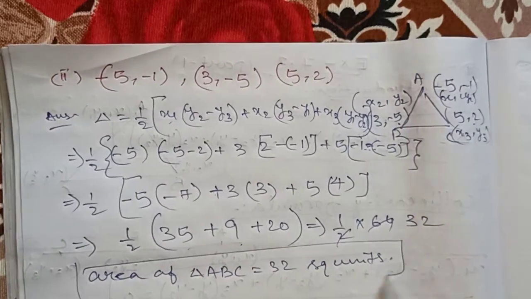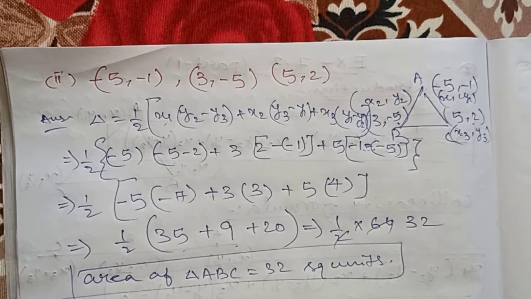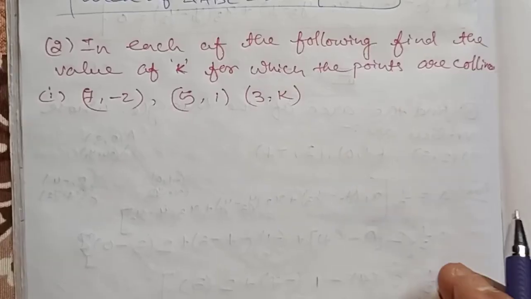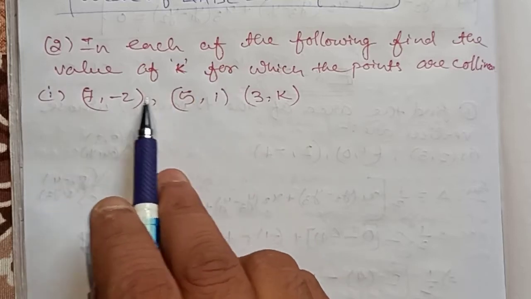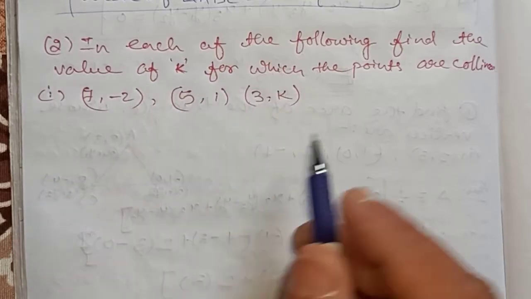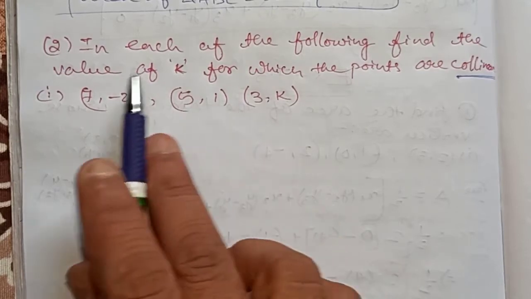So in this way, by using the formula and substituting the values, you can get the area of any triangle if all the three vertices are given. Okay, next question. Now question number 2. In question number 2, it is given: in each of the following, find the value of k for which the points are collinear. Okay, we have to find the value of k for which these points are collinear.